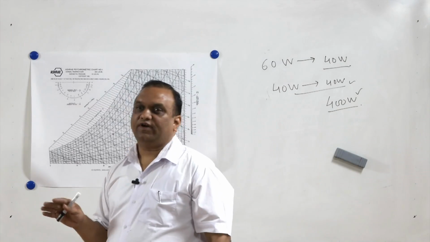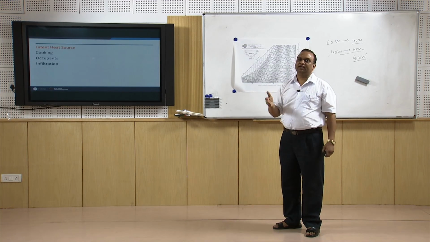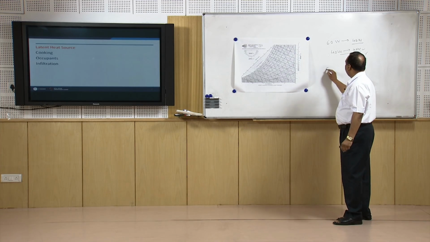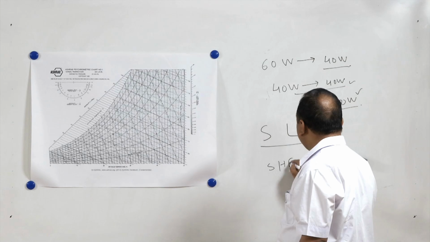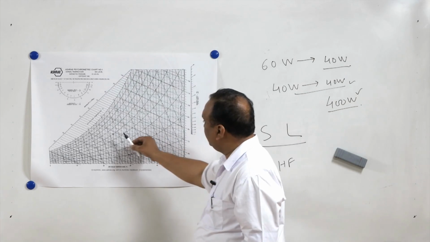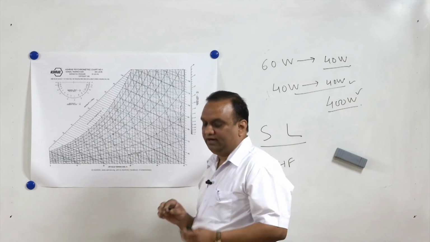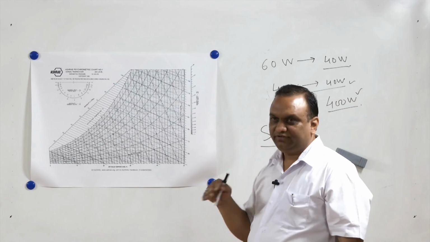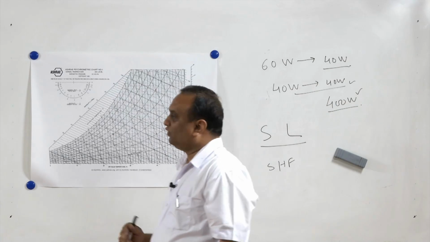This way, when we do the load calculation, all these aspects are taken into account, and finally sensible heat and latent heat in a room are calculated, the sensible heat factor is calculated, and the sensible heat factor line is drawn on the psychrometric diagram, and the designing of the system is initiated. All these issues we will discuss in the subsequent lecture, because it is also on the cooling load.